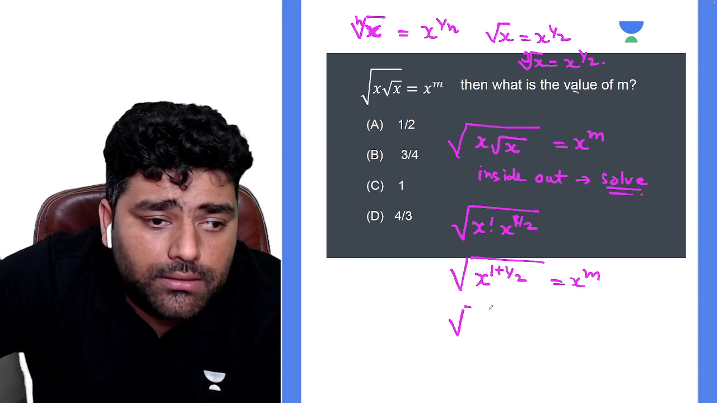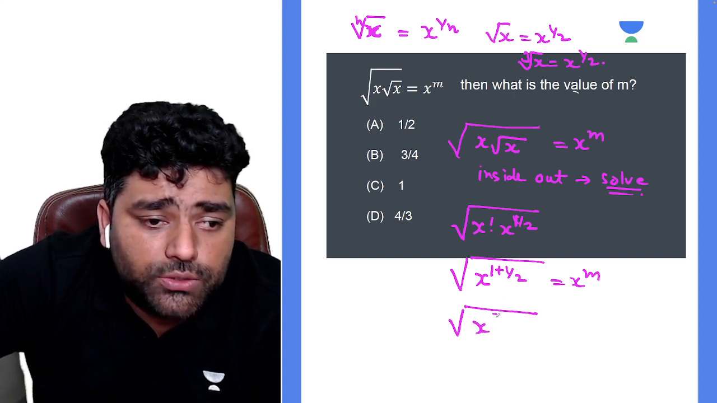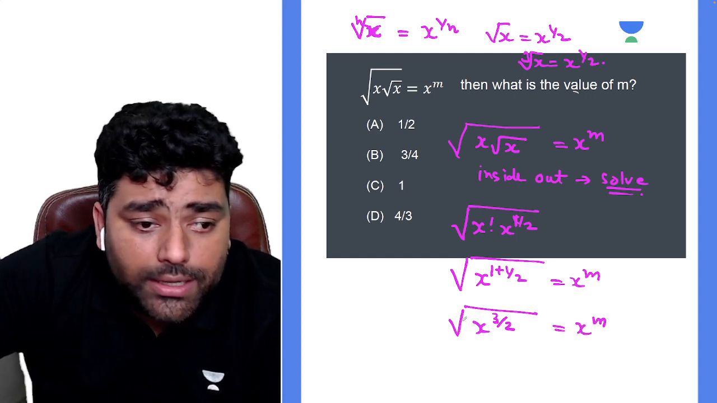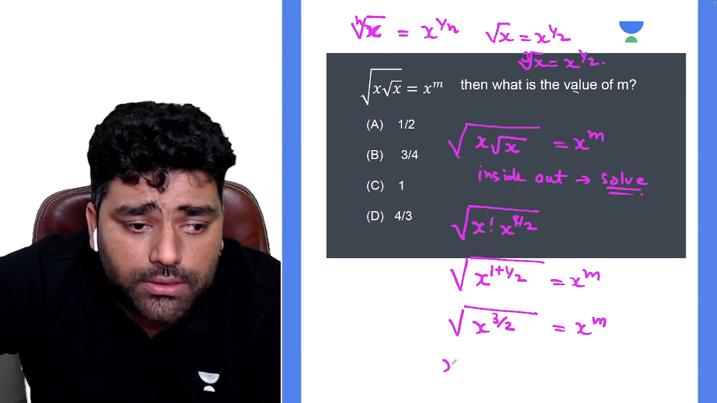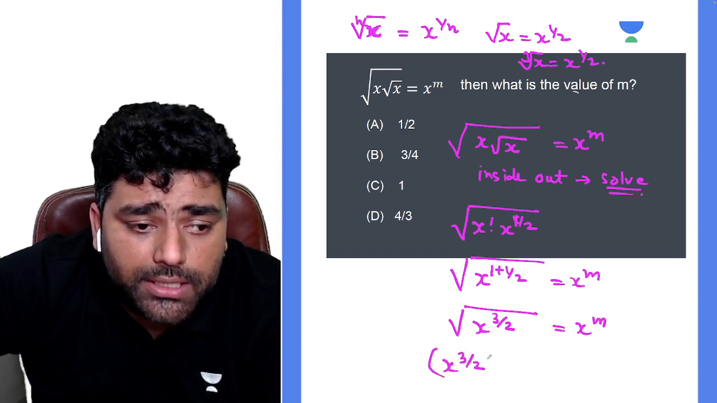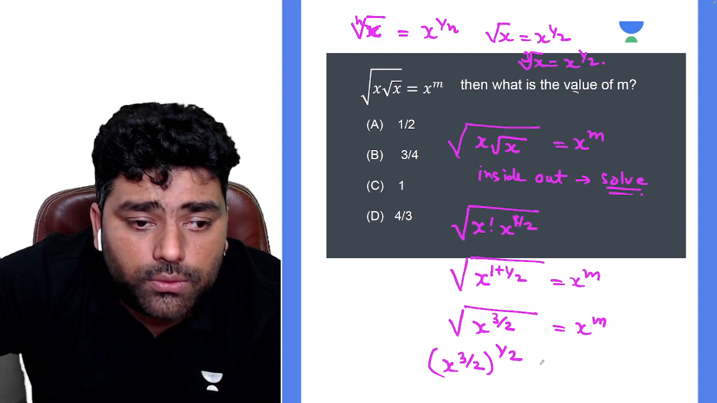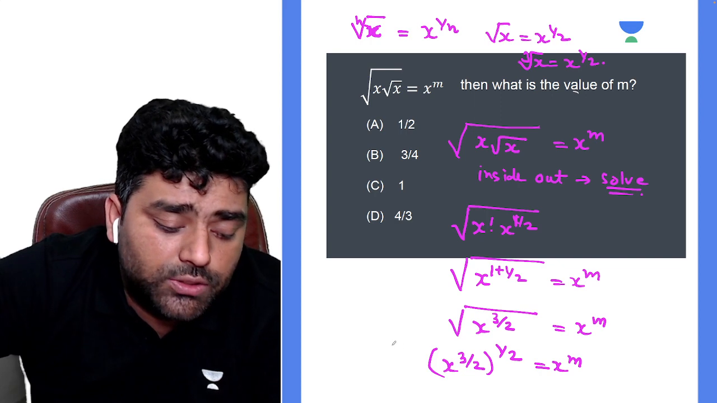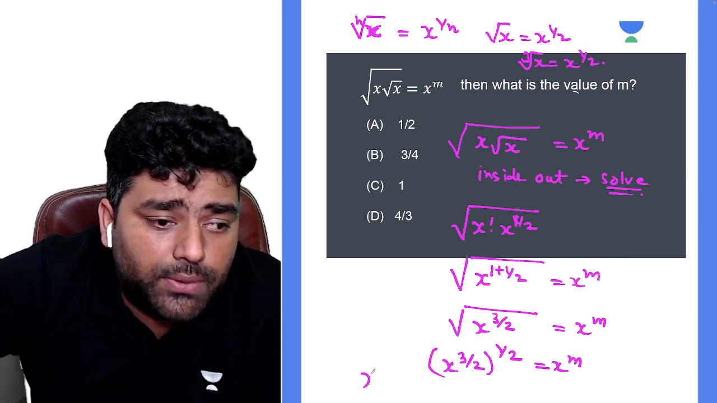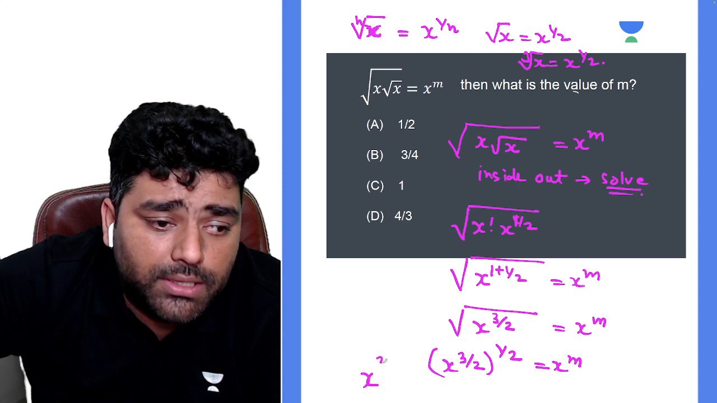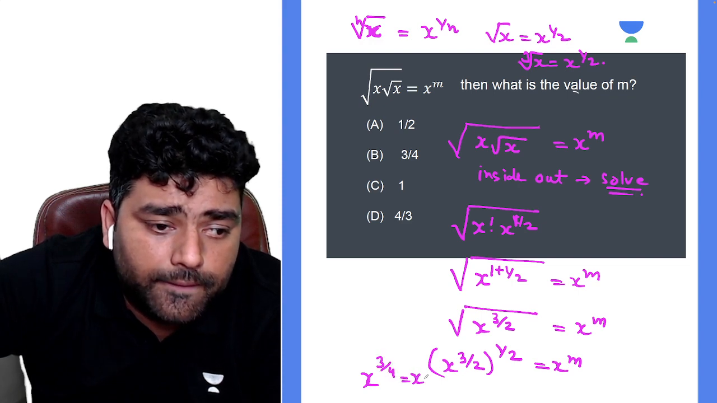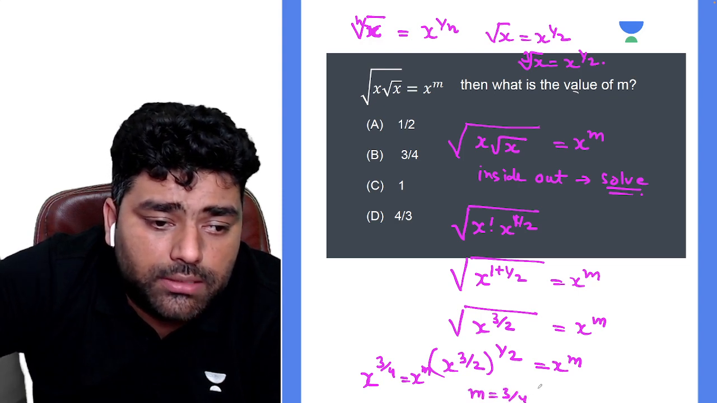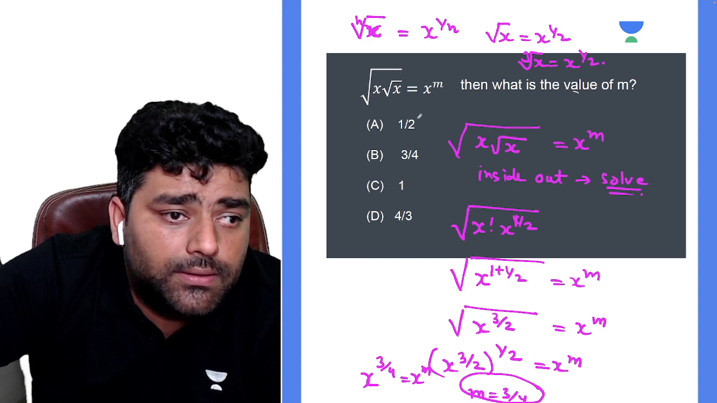When you add 1 plus 1 by 2, that is going to be x to the power 3 by 2. Now again, this is under the square root, so you can write it as x to the power 3 by 2, to the power 1 by 2. Now we'll use the power to the power rule. So x to the power, multiply there, so that becomes 3 by 4. When we compare both sides, m is going to be 3 by 4, guys.